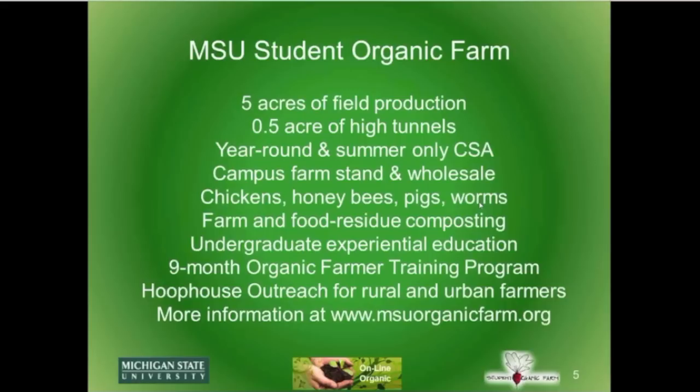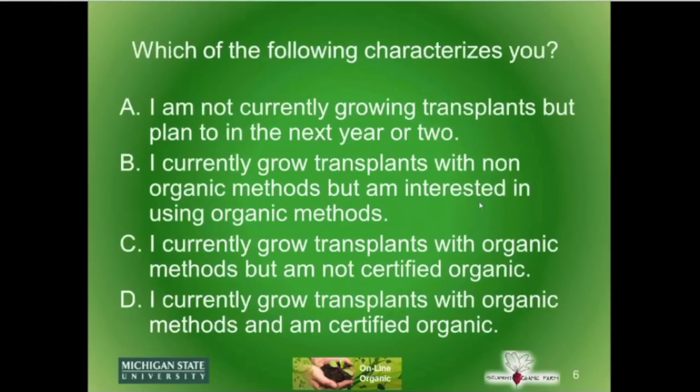We do a lot of different things at the Student Organic Farm, and mainly I'm referring you to the website there at the bottom if you'd like to learn more about it. But we're doing transplant production pretty much year-round. We start the first week of January, sowing stuff, going into the tunnels in February, and we don't stop transplants until right about the end of September or so. So this is an important part of our production.